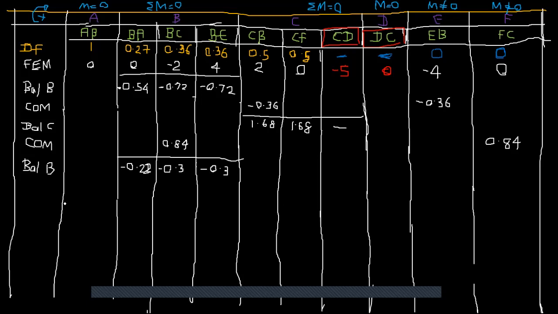So BA, AB, nothing happens from continuous to discontinuous. Carrying over is not done, right? Nothing is given. So BC should give half to CB, right? So it's minus 0.15. So BE should give half to EB. That's going to be minus 0.15, right? So minus 0.15, right?